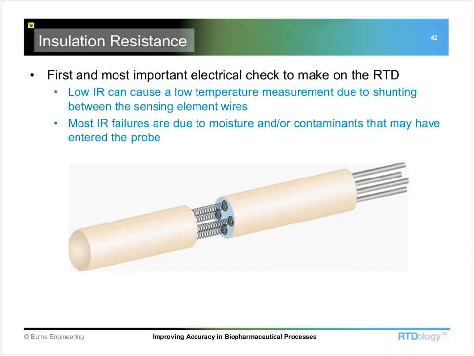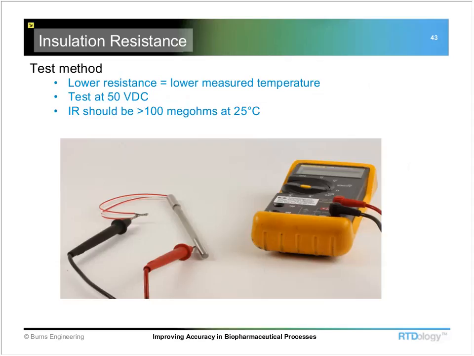RTDs can pick up moisture inside if the moisture seal where the leads are coming out has failed, or if it's a very old sensor, sometimes moisture can get in over a long period of time. And you're going to see a drop in the measured temperature. What's happening is moisture gets in and acts as a shunt between the coils on the platinum wire or on the lead wires, and it's going to drop the resistance. Electricity takes the path of least resistance, and it's not always through the platinum wire or any of the lead wires. It might be jumping between them because of the moisture that's in there.